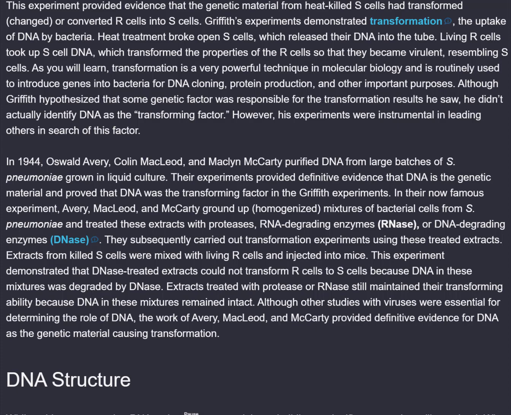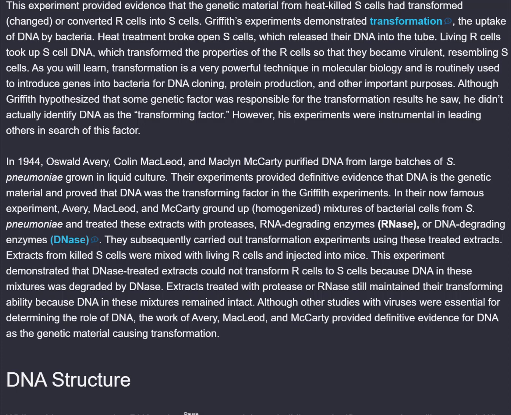Heat treatment broke open S cells, which released their DNA into the tube. Living R cells took up S cell DNA, which transformed the properties of the R cells so that they became virulent, resembling S cells. As you will learn, transformation is a very powerful technique in molecular biology and is routinely used to introduce genes into bacteria for DNA cloning, protein production, and other important purposes.